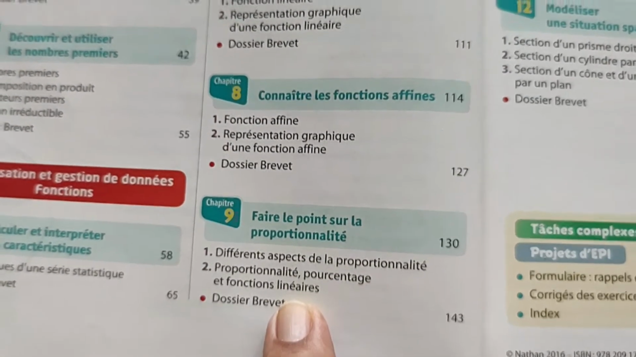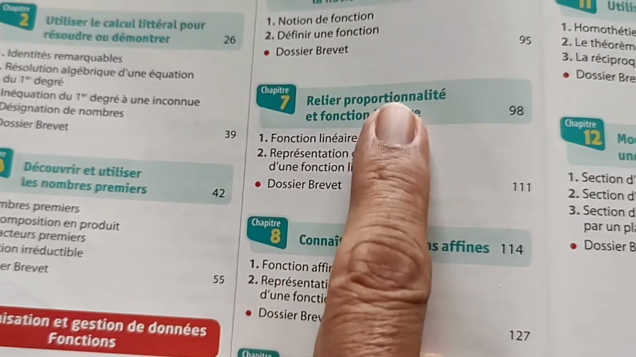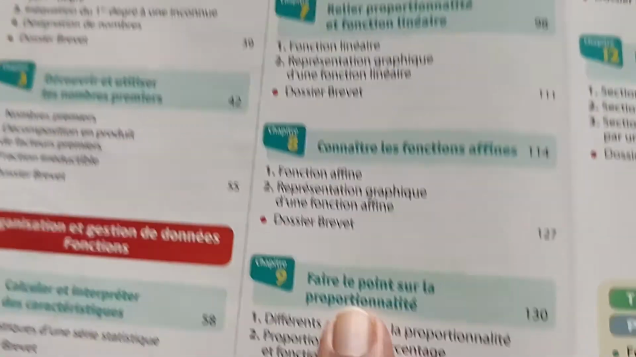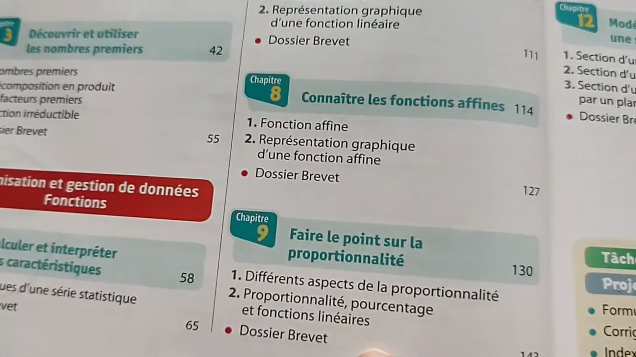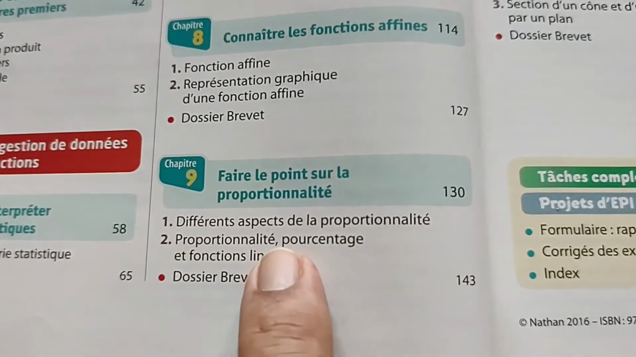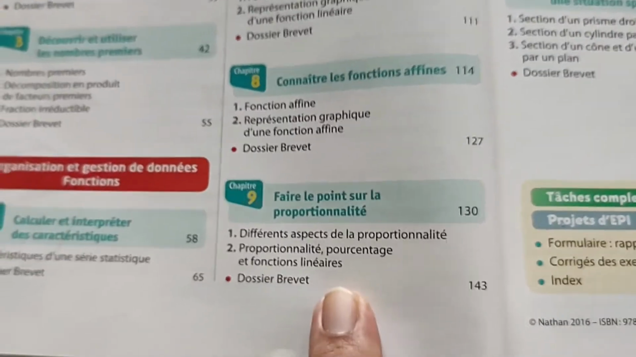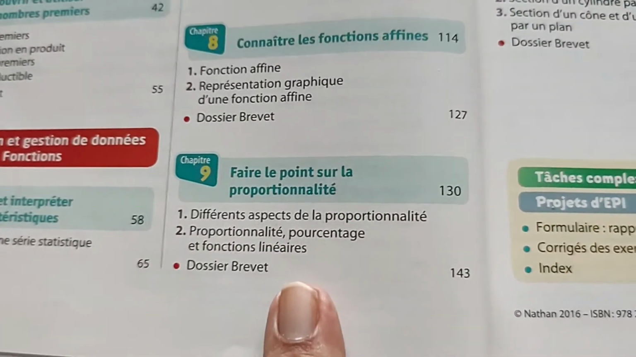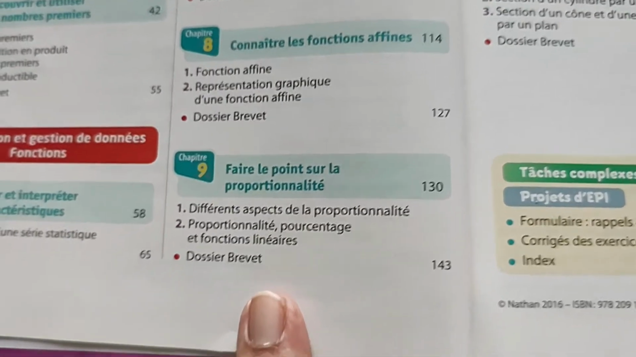Basically, it is a continuation of chapter 7, relier proportionnalité et fonction linéaire. And this is really not a very important chapter. You can read it on your own. It has to do with percentages and linear functions. You will see that the problems in this chapter are, I hope, very, very simple for you, and you will understand why I skipped this.